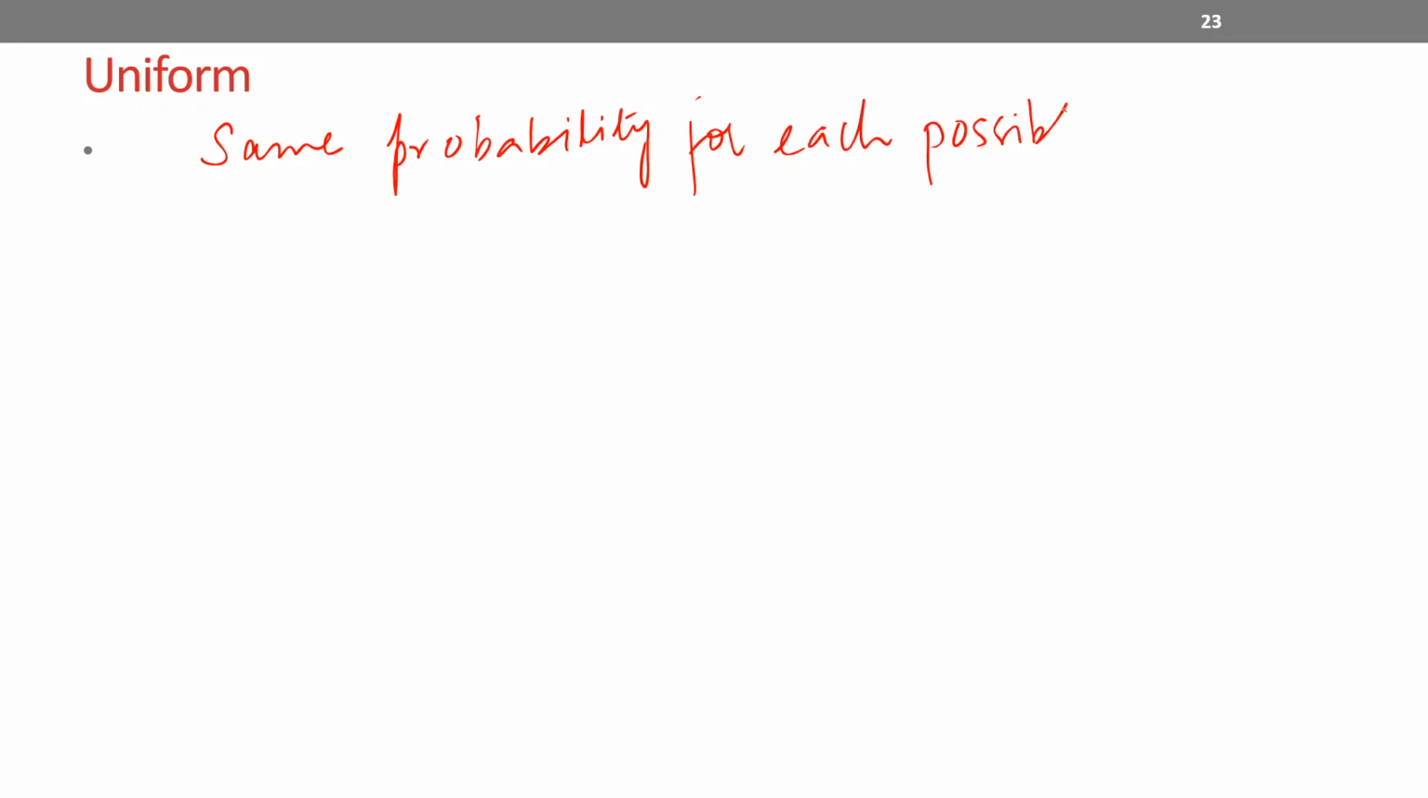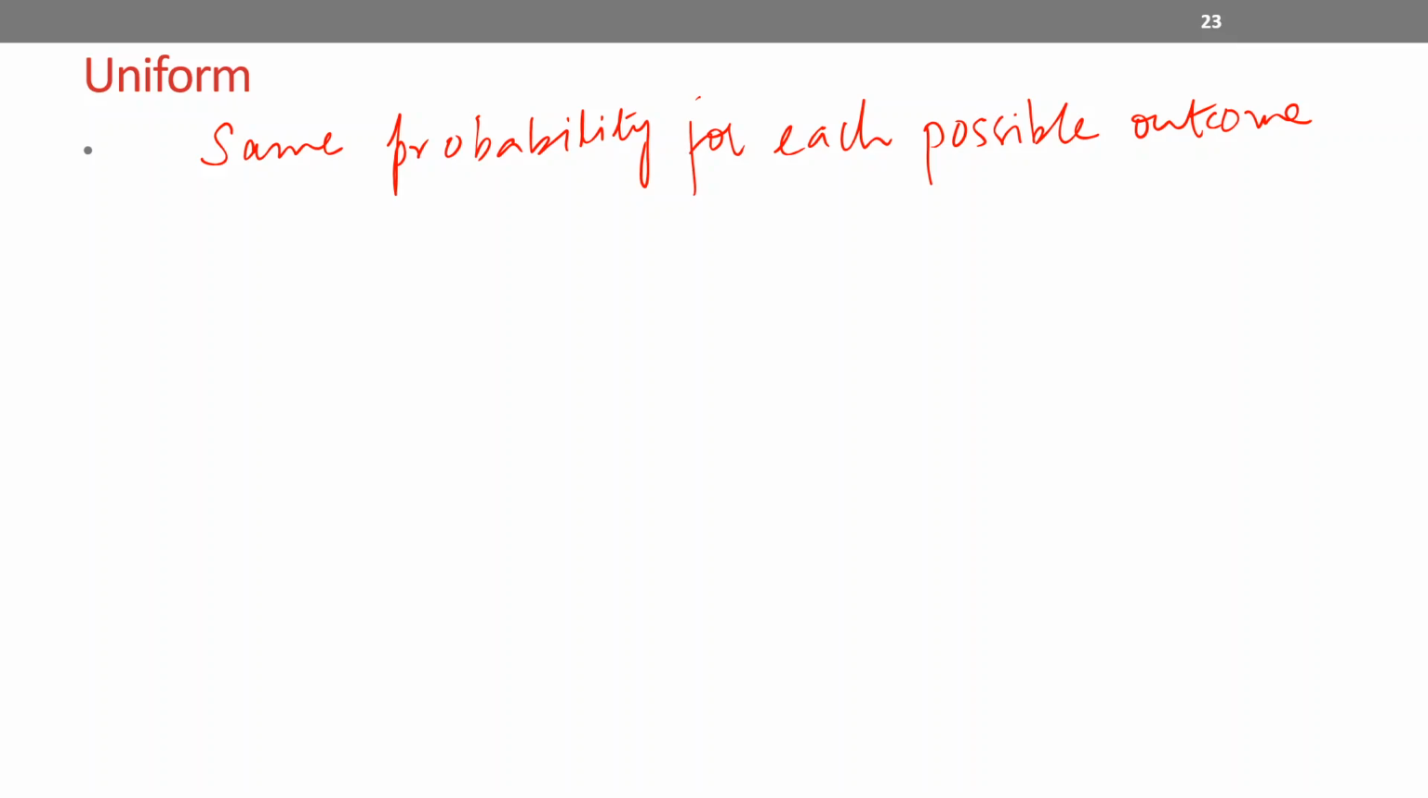right? So the same probability for each possible outcome. Okay, so this is similar to what we've been talking about, a uniform probability space that has the same probability for each outcome, right? So if there are n possible values, we may assume that there are 1, 2, 3 up to n, each with probability 1 over n.